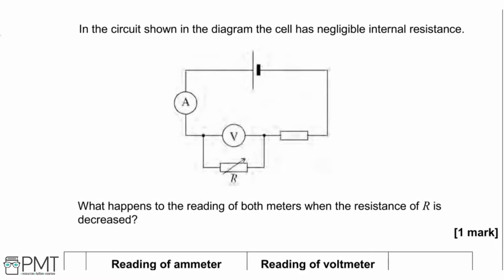Multiple choice question on electricity now, and you can see we've got this potential divider circuit where we've got a variable resistor in one section and then just a fixed resistor in the other, and we're interested in what happens to the voltmeter and ammeter readings when the resistor marked R changes its value of resistance.